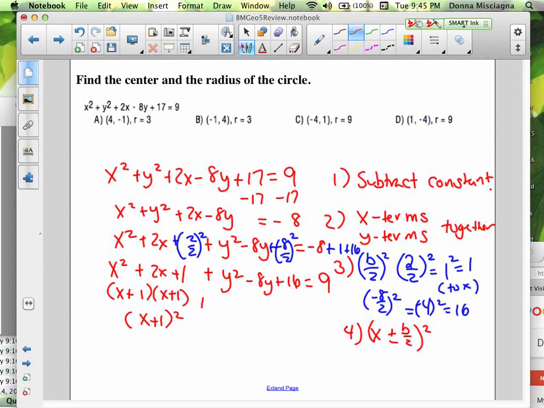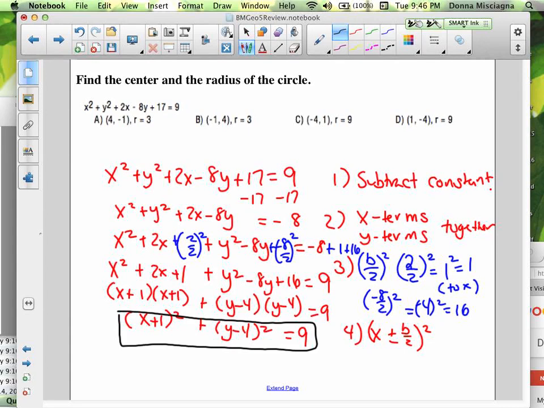And y squared minus 8y plus 16 factors to y minus 4 times y minus 4, which we could rewrite as y minus 4 squared. And of course that equals 9. And we're done. There's our equation right there. There's the equation of the circle.